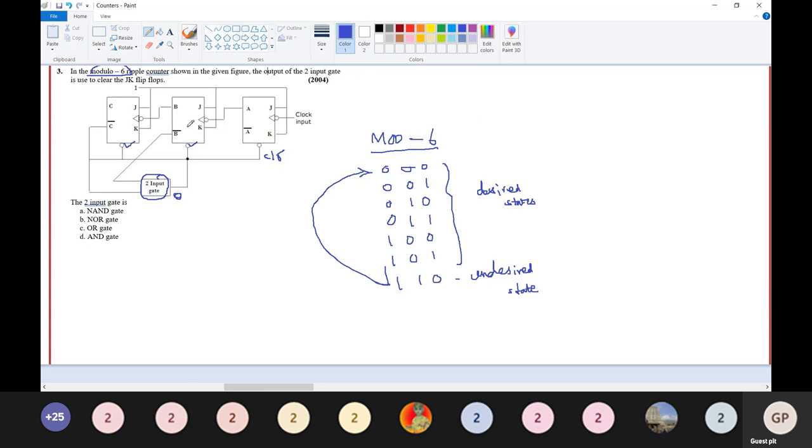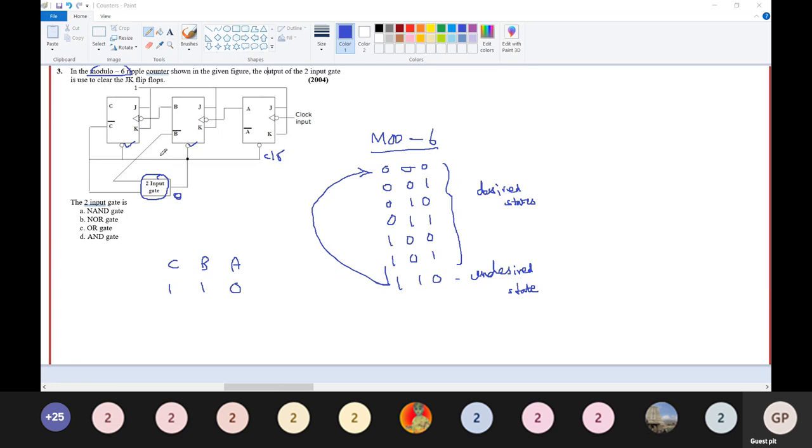So now we'll see this is A, B, it's in order C, B, and A. So where C is 1, B is 1, and A is equal to 0. Whenever both inputs are 0, the output says 0. So where is the input coming from? One is coming from B dash and C dash.